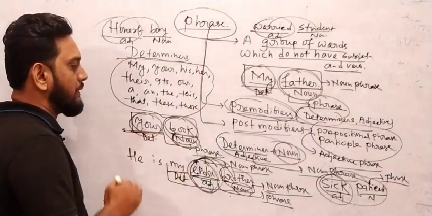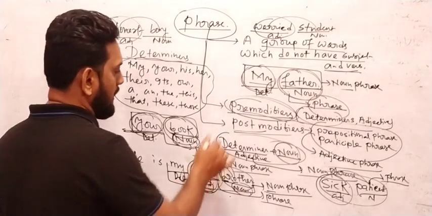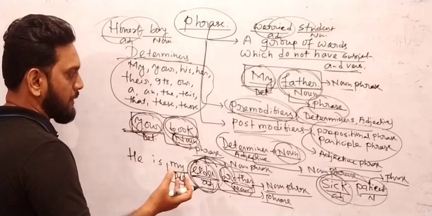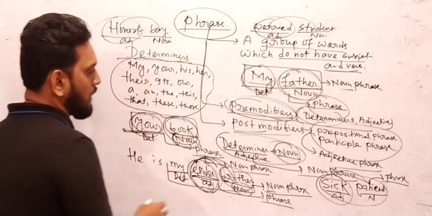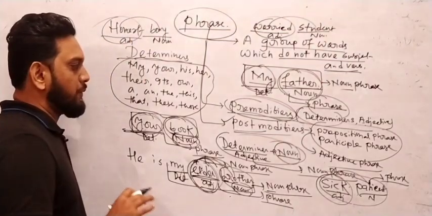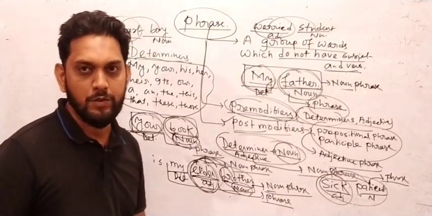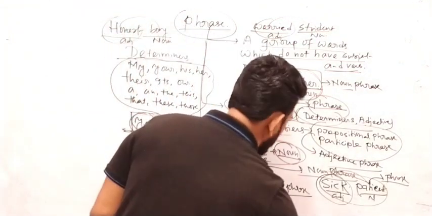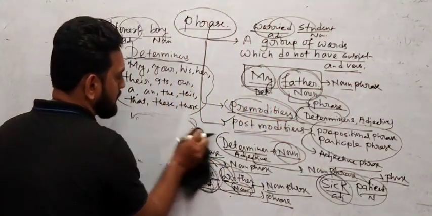Very good. So we have understood about the pre-modifiers, how pre-modifiers are used to make a noun phrase or to make a phrase. Got my point? Very good. Now let me make you understand about the post-modifiers. I think all of you have understood this much. Yes or no? Very good. Please write down, all of you.